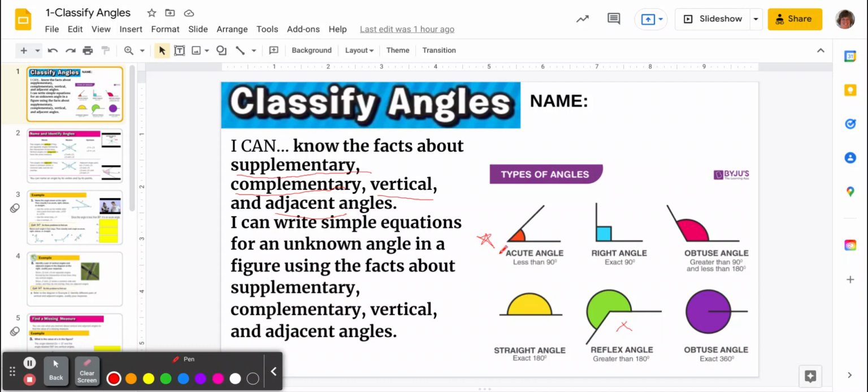So at this time, if you could pause your screen, you will be needing to write the words supplementary, complementary, vertical, adjacent, acute, right, obtuse, straight, and those will be all your vocabulary that you will need to write at this time. So pause your video and write those vocabulary words. And then when you are done with those, I will be continuing on with the lesson.